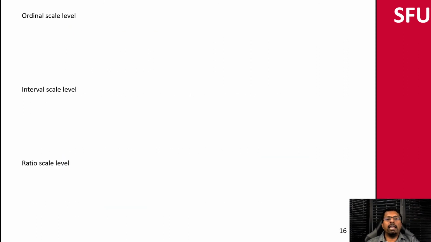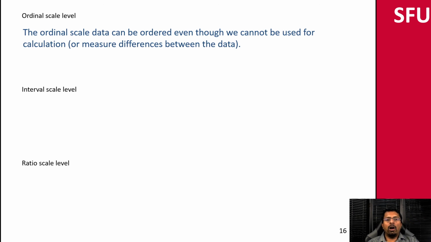The next scale is the ordinal scale. Here, the data is ordered, even though we cannot use it for calculation or for any measured differences. An example would be the list of the top 5 national parks in the United States.